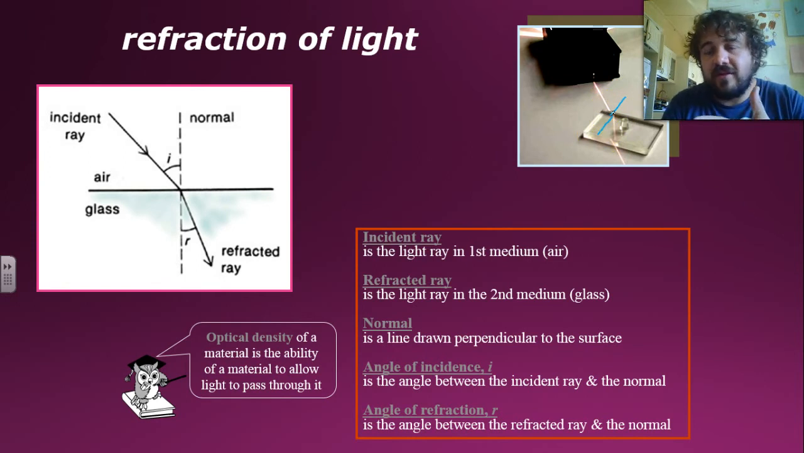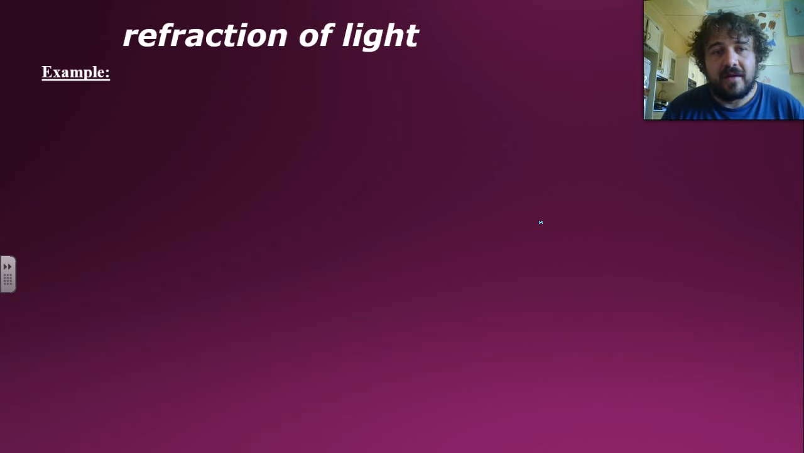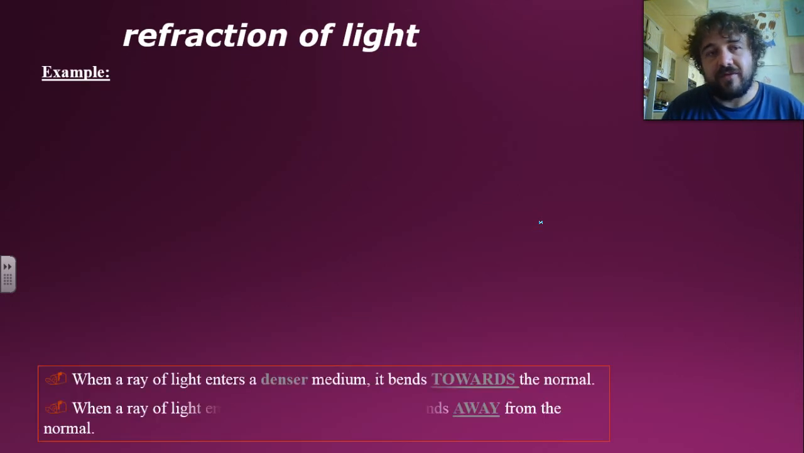Where the two different mediums meet, the angle of incidence is that there, and the angle of refraction is there. These are similar to the ones in reflection. All right, so let's go for an example.